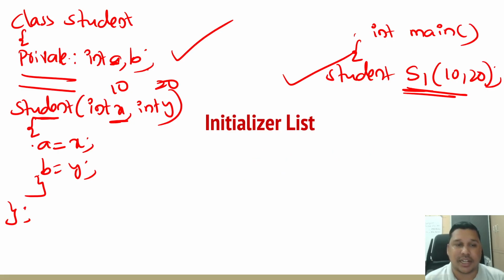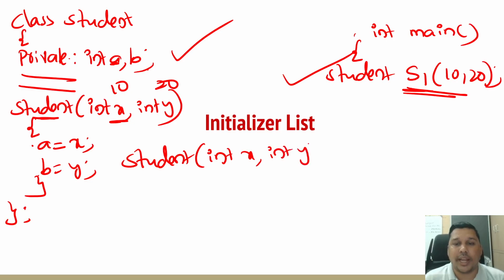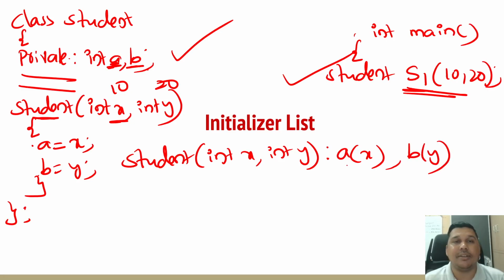It is a lengthy statement, so I'll write it here. Student of int x, comma, int y, close the brackets, put a colon. What is the actual private variable name? A. You write a of x like this, comma. What is the other private variable? B of y. After writing like this, Student is normal, no? This is your parameterized constructor. We have been writing this. See, the same thing I wrote here.